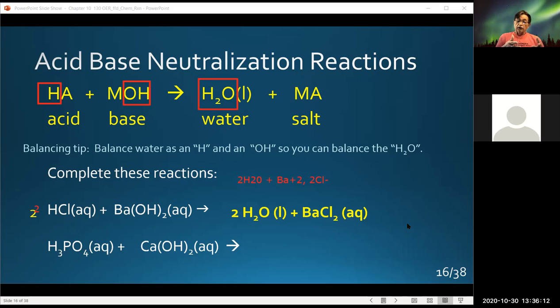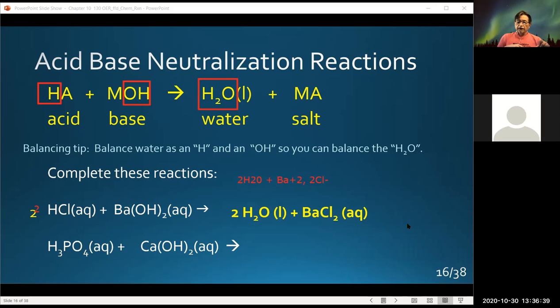And by default, in this scenario, everything balances out. I have 2 hydrogens coming from the hydrochloric acid. I have 2 hydrogens coming from the hydroxide, okay? So I got a total of 4 hydrogens on the reactant side. On the product side, I got 4 hydrogens all in water form. So my hydrogens are balanced.